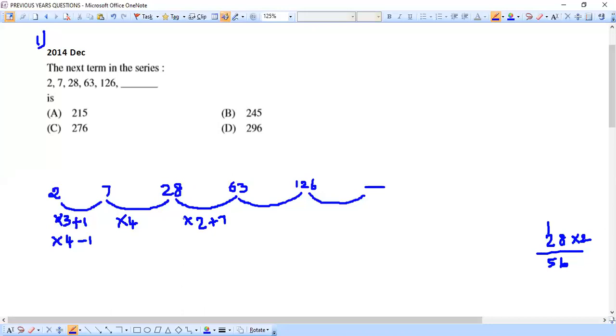See, I did 28 twos are, I got 56. But we have 63 here, correct? See here, we have got 63 here. So what can be done is plus 7 I have to do. From 56, I will get this 63. Next, we'll continue 63 to 126.